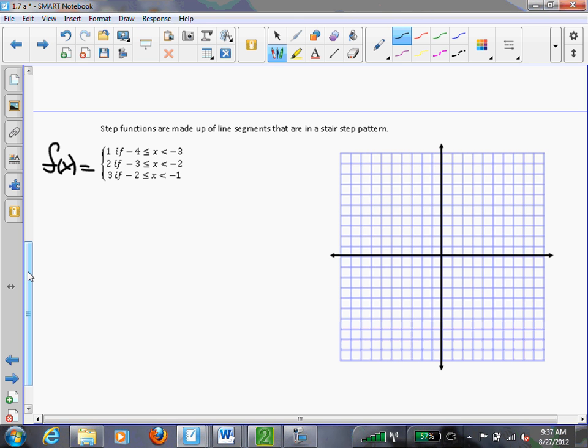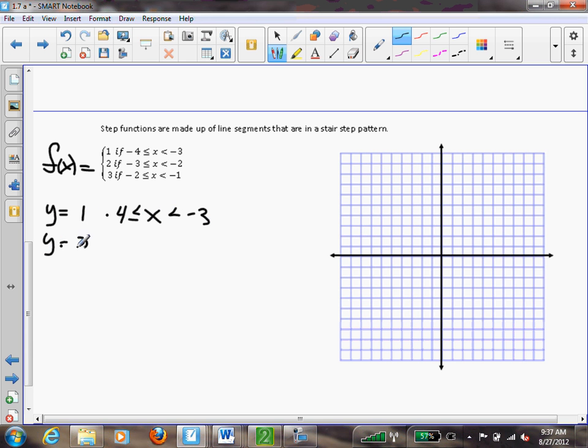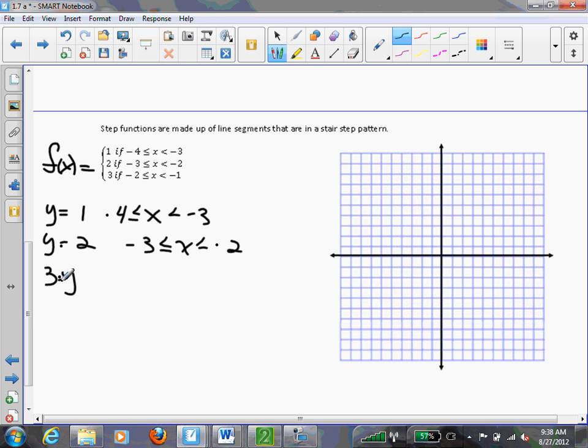I've got 3 equations. I'm going to graph it. Okay, I'm saying y is equal to 1. It's like saying y equals 1 when x goes between -4 and -3. Y equals 2 when x is between -3 and -2. Y is 3 if x falls between -2 and -1. I've got 3 separate equations, okay? So I'm going to space these out a little bit so you can see it. Here's -1, -2, -3. Every other is going to be 1, 2, 3, and -1, -2, -3.